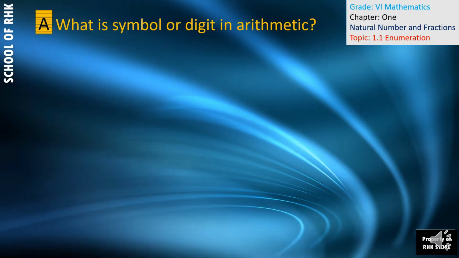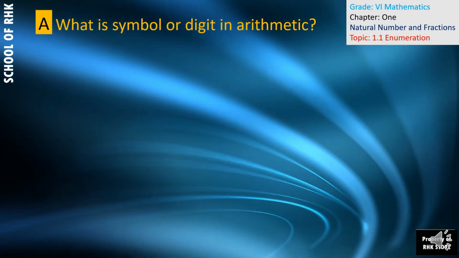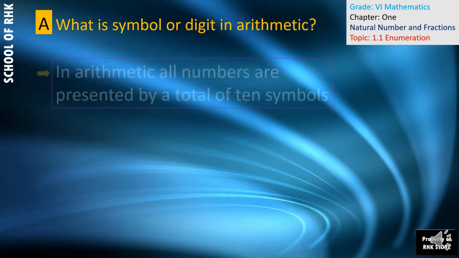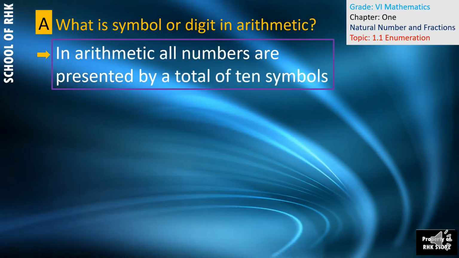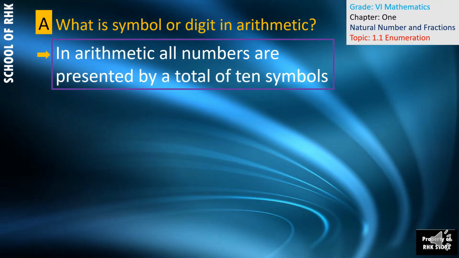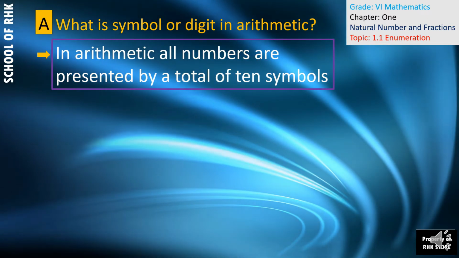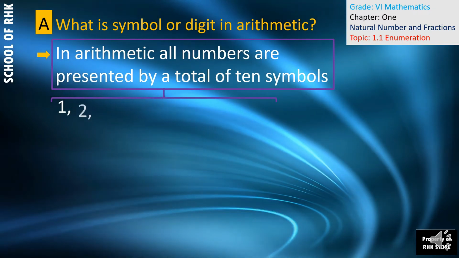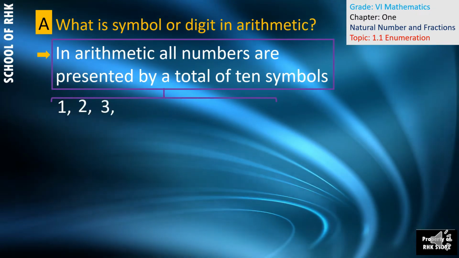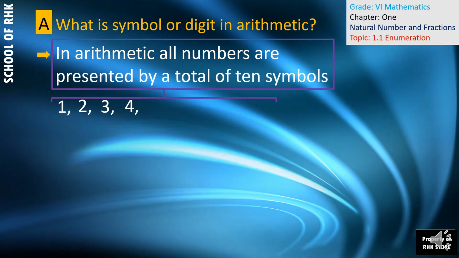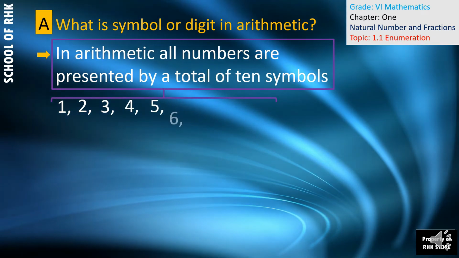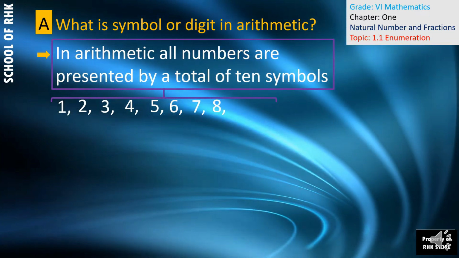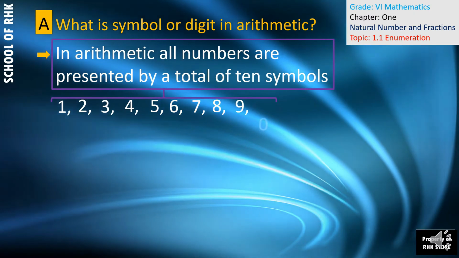What is a symbol or digit in arithmetic? In arithmetic, all numbers are represented by a total of 10 symbols. These 10 symbols are 1, 2, 3, 4, 5, 6, 7, 8, 9, and 0.